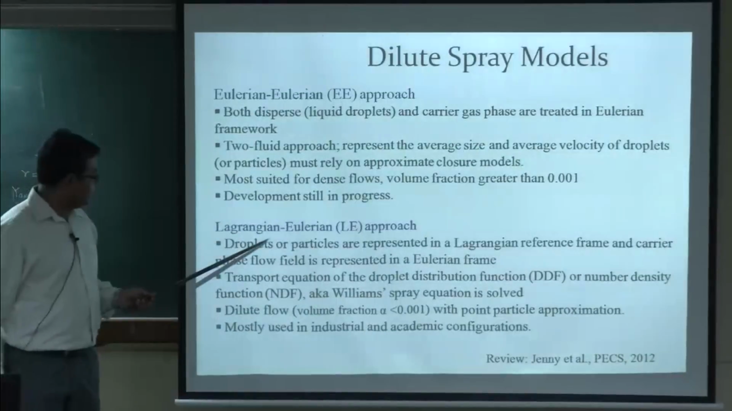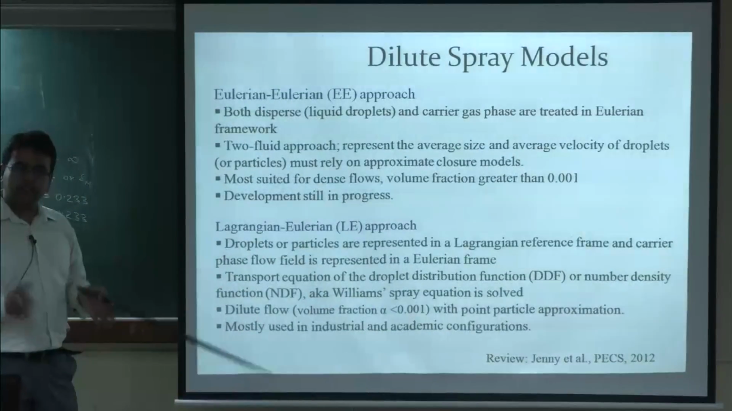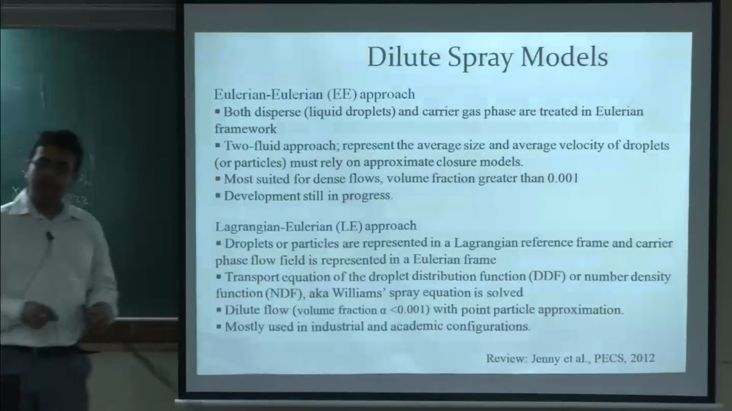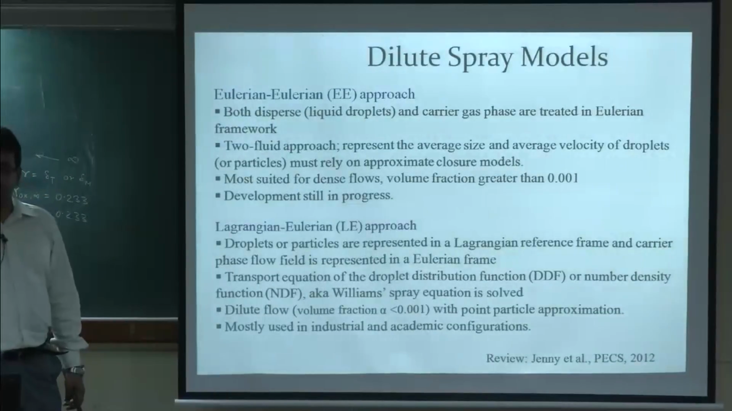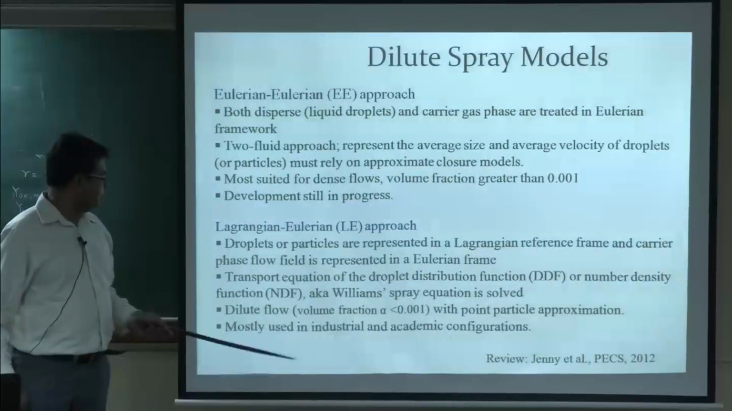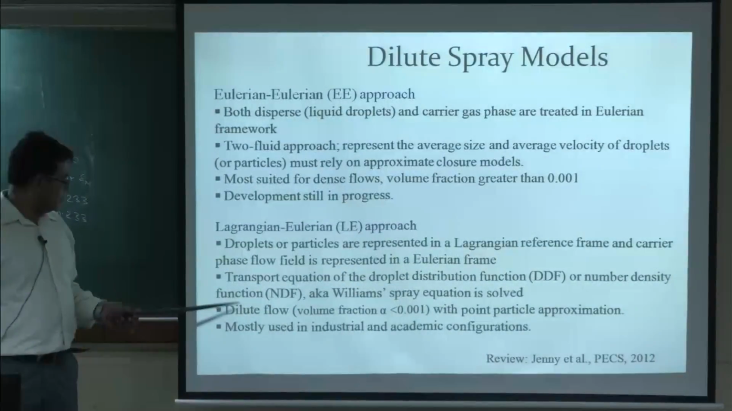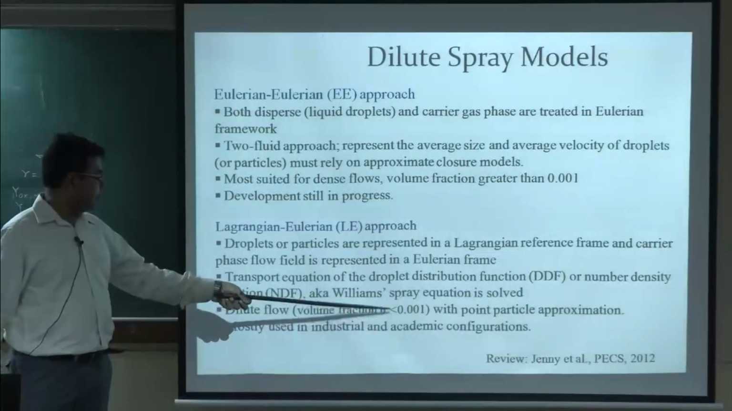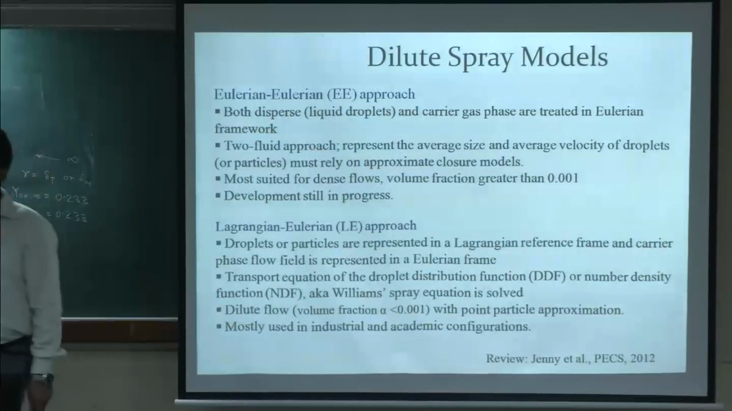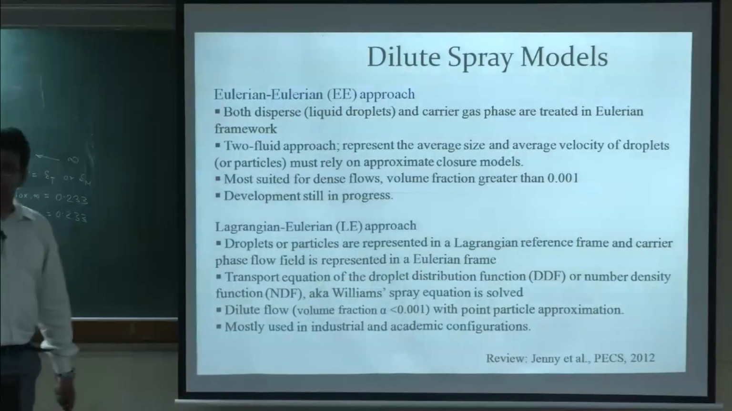But in the Lagrangian-Eulerian approach, we treat the gas phase as a continuous flow, which is the Eulerian part, and the liquid particles are represented in the Lagrangian manner. We treat the liquid droplets as Lagrangian particles, and they evolve as per a set of equations within the domain. The transport equation of the droplet distribution function or number density function is solved, and it is applicable for dilute flows where the mixture fraction is small. And we assume a point particle assumption. What is the point particle assumption, I will illustrate later.